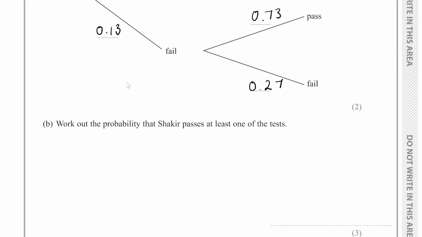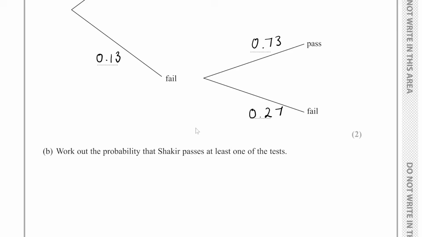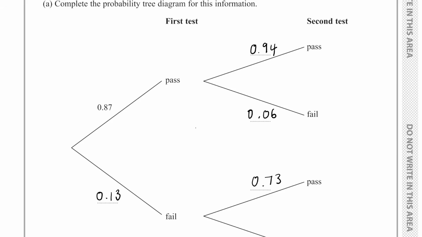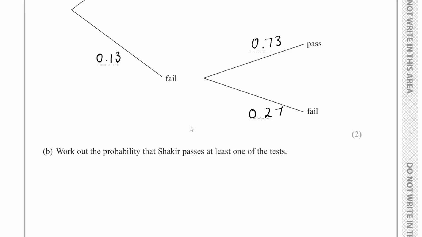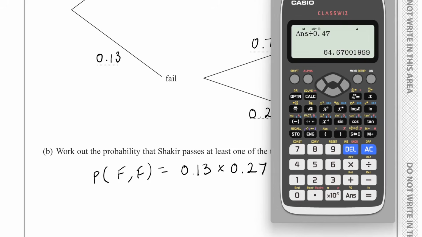So complete the tree diagram, we've done that, and work out the probability Shakir passes at least one of the tests. So we could work out pass pass by doing 0.87 times 0.94, pass fail, 0.87 times 0.06, and fail pass, 0.13 times 0.73, and add them all up. But we could also do the probability of him failing both, which is 0.13 times 0.27.